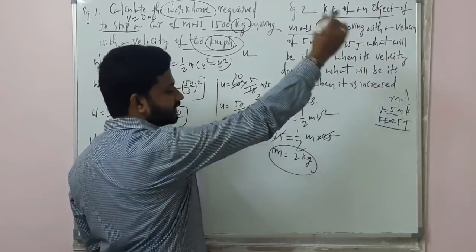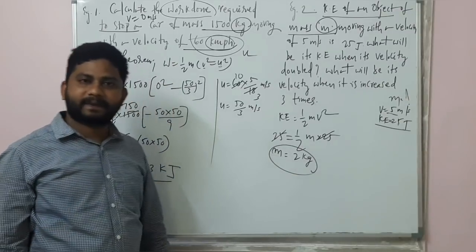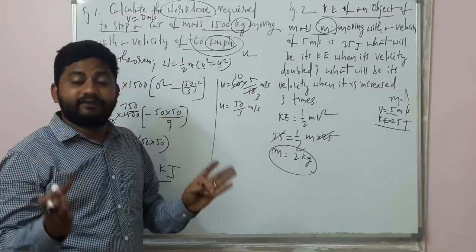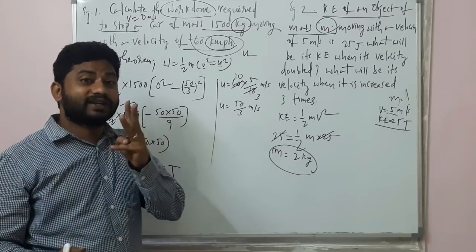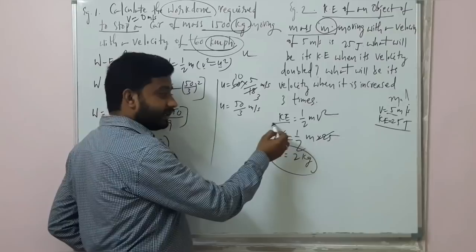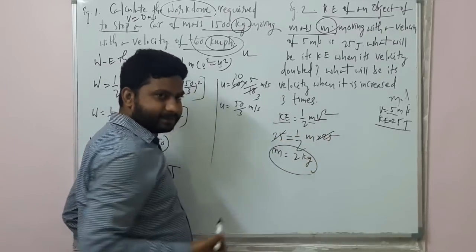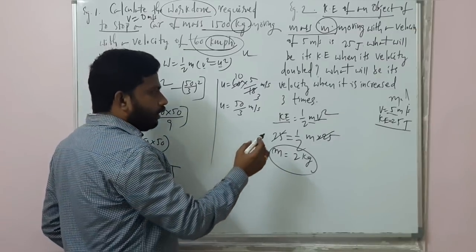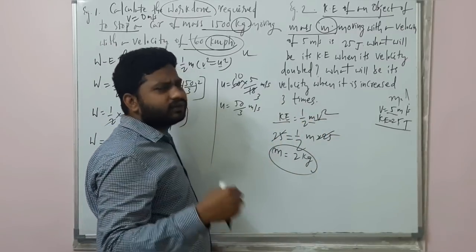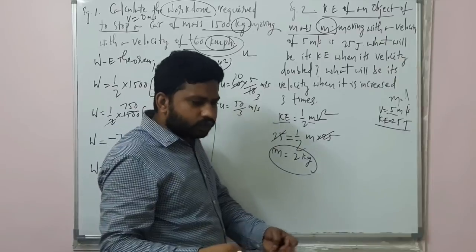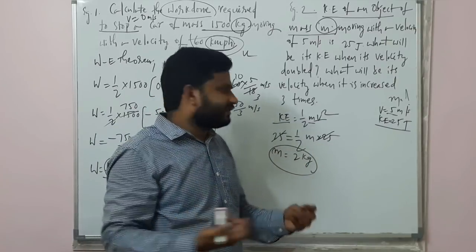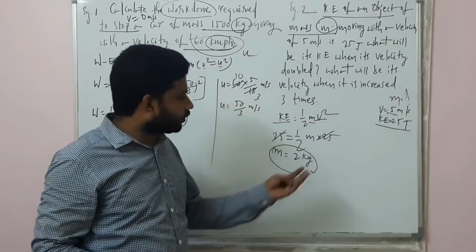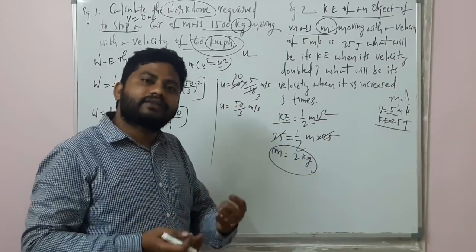What is the mass of the object here? 2 kg. They are not asking us to find the mass, but still we found it, because there are 3 physical quantities in the expression: kinetic energy, mass, velocity. Out of these 3, 2 are given directly. You have to get an idea that if I substitute these 2 quantities here, I will get the other quantity. So, the other quantity we have got. Let's read the question further.